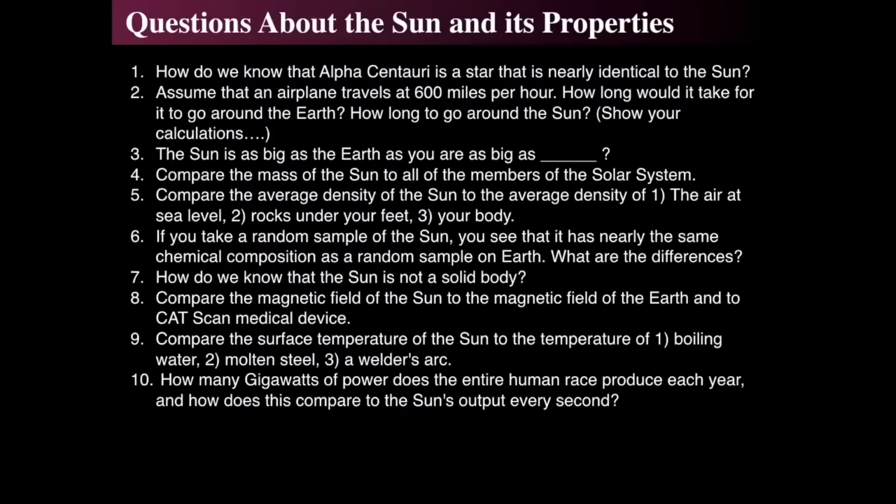All right, if you take a random sample of the sun, you find that it actually has the same chemical composition as a random sample on the Earth. But what are some of the differences? And how do we know that the sun's not a solid body? Compare the magnetic field of the sun to the magnetic field of the Earth and to a medical CAT scan device. That's interesting. Compare the surface temperature of the sun to boiling water, molten steel, a welder's arc. Those would be some fun things to Google and look up.